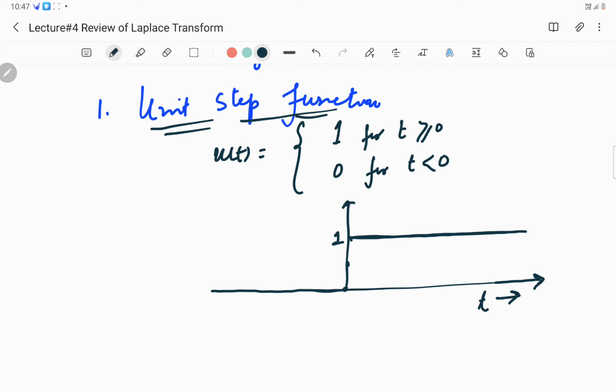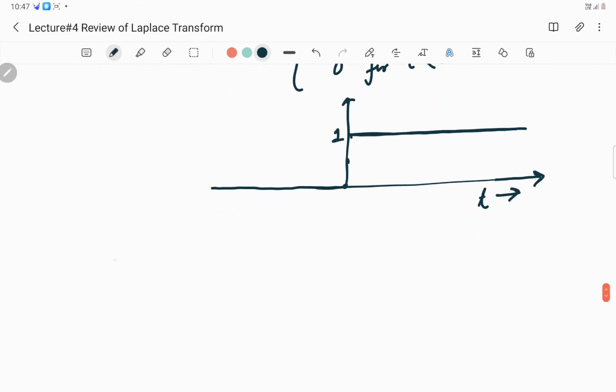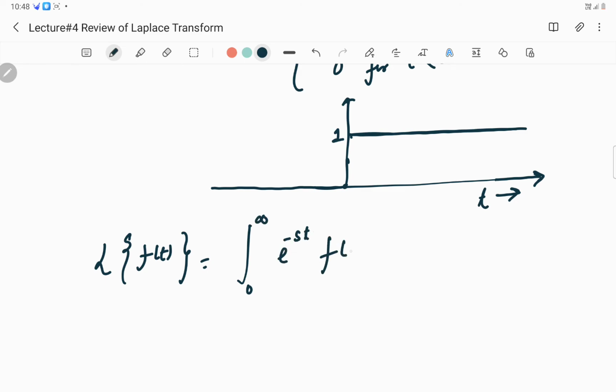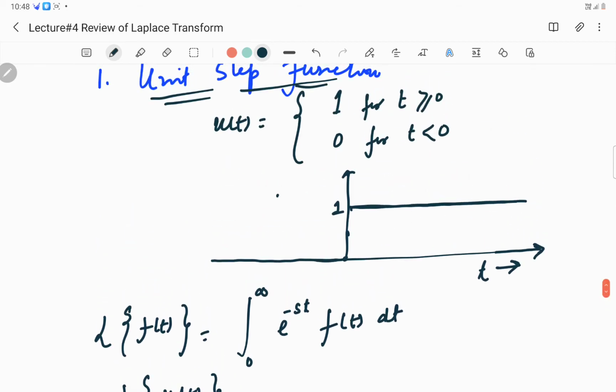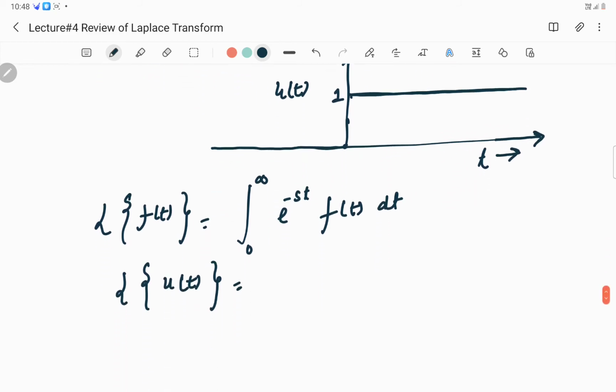Now let us try to apply Laplace on it. Laplace of f(t) is the integral from 0 to infinity of e to the power minus st f(t) dt. So Laplace of our function, which is the unit step u(t), is the integral from 0 to infinity of e to the power minus st, and what is f(t)? Our f(t) is nothing but u(t).